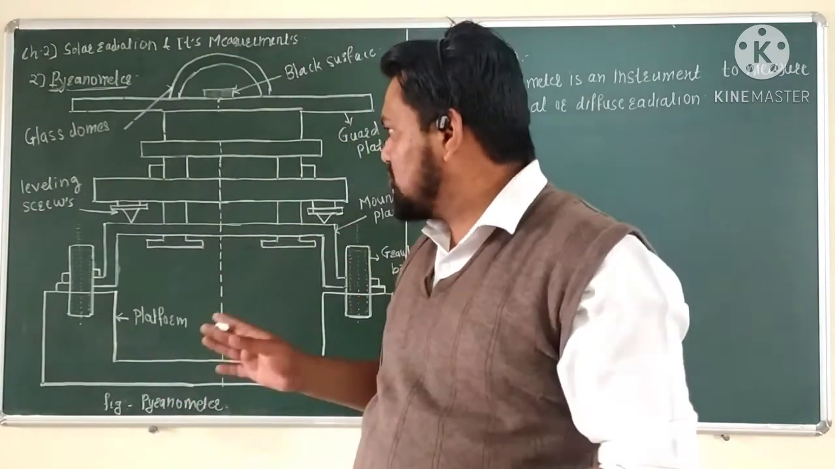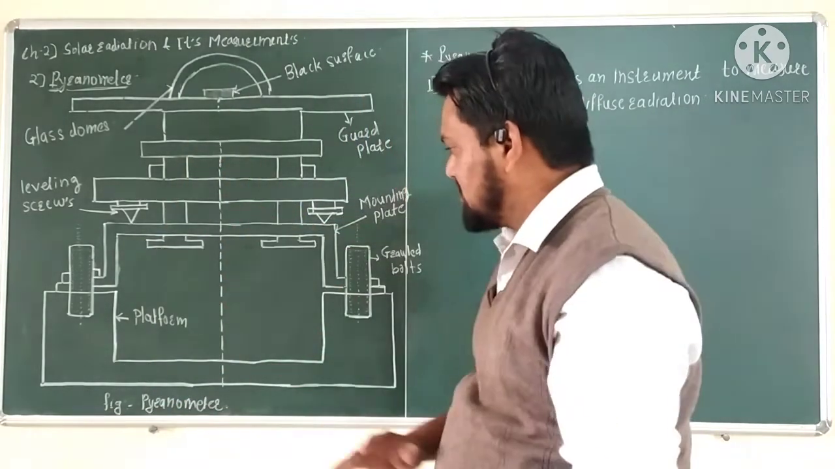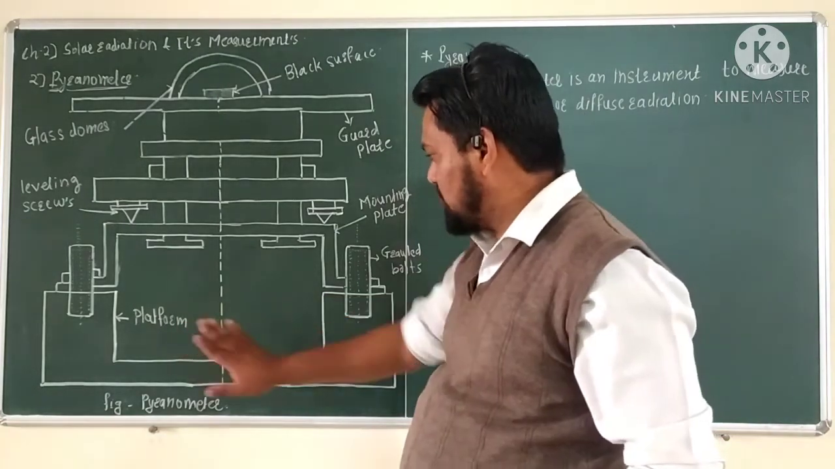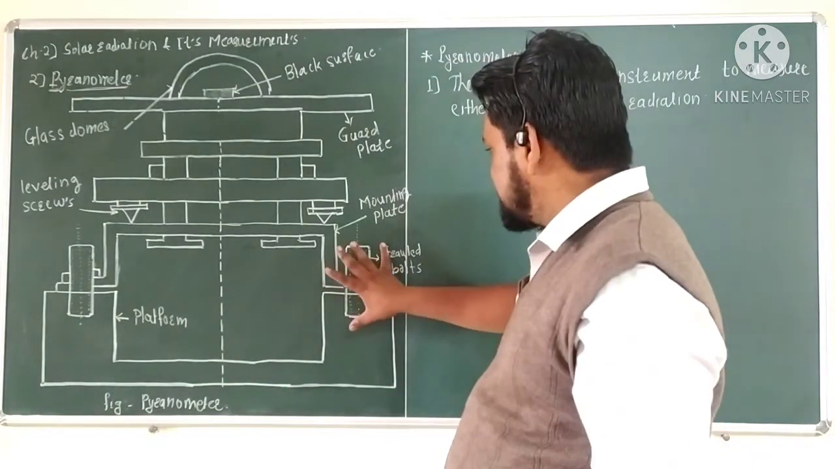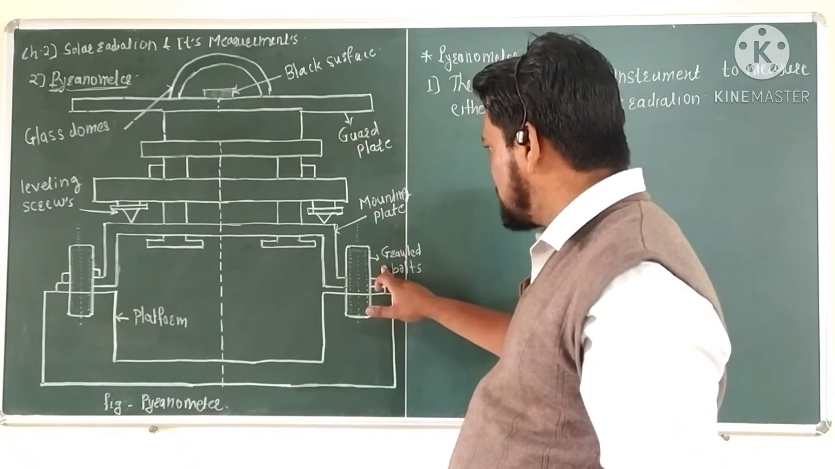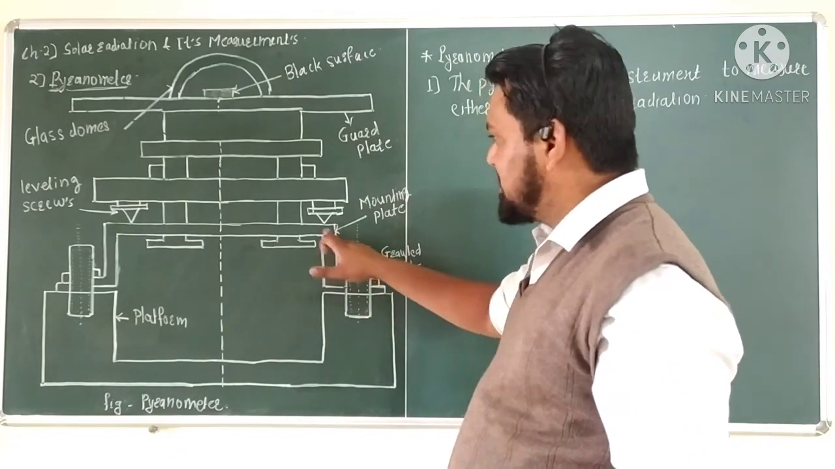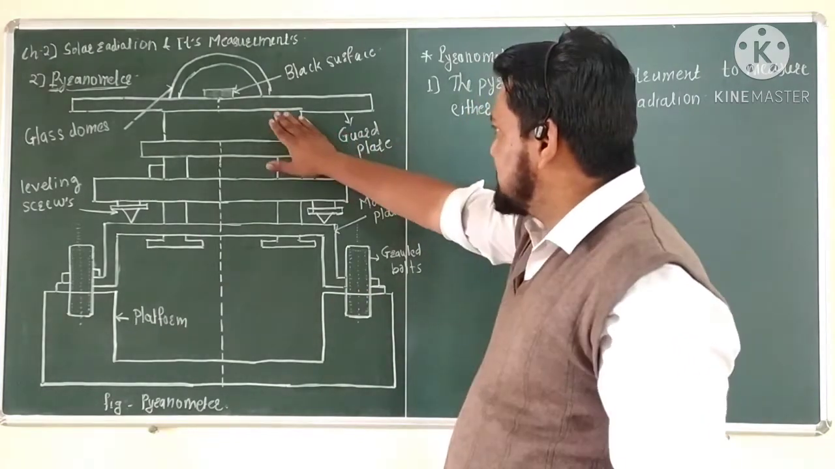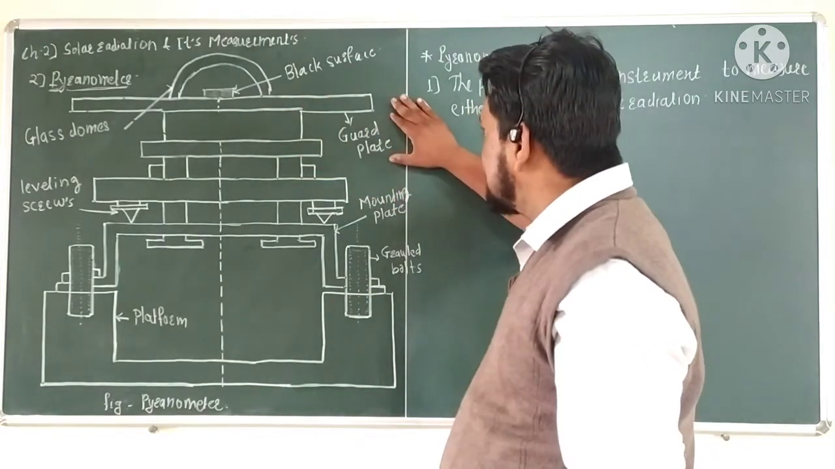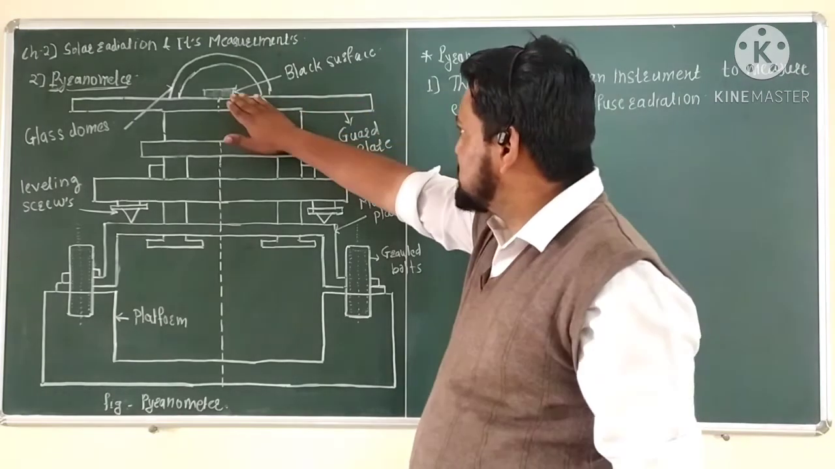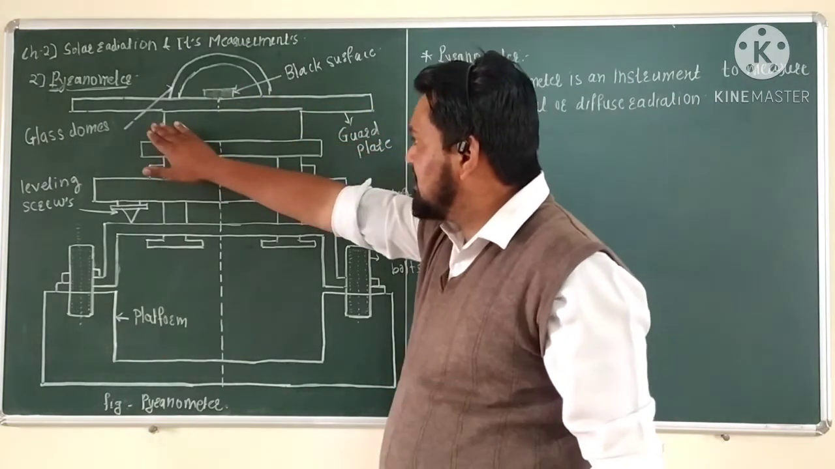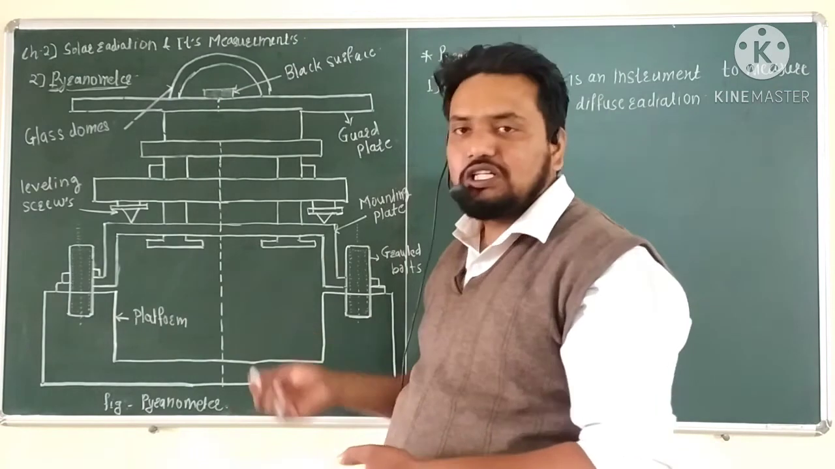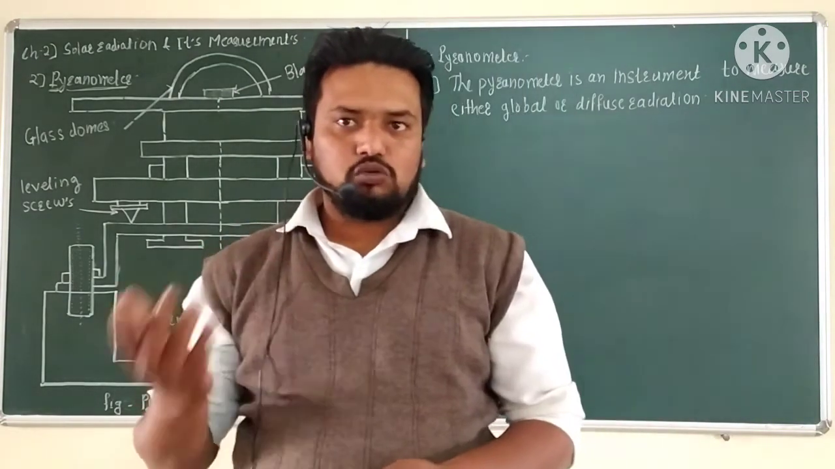In the pyranometer figure we see here, this part is the platform, known as the grounded bolts, this plate is the mounting plate, and this plate is the guard plate. This surface is the black surface, and this dome is the glass dome, which is a spherical bowl-like structure.